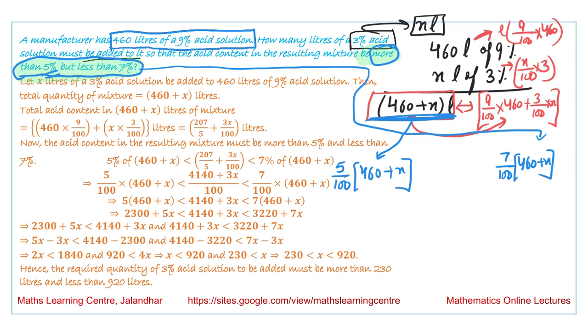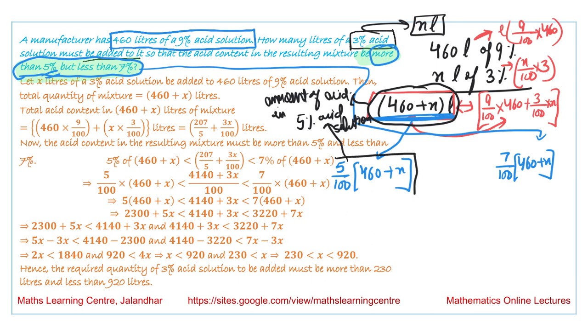These values we are saying, these are the amount of acid in this many liters of mixture if it is a 5% acid solution. If it is a 5% acid solution, then this much acid will be there. If it is a 7% acid solution, this much acid will be there.